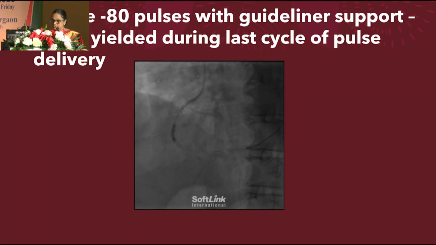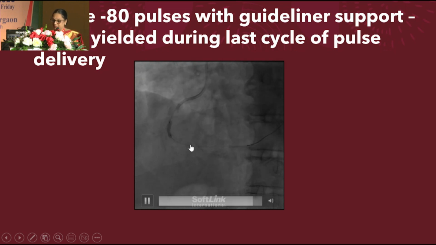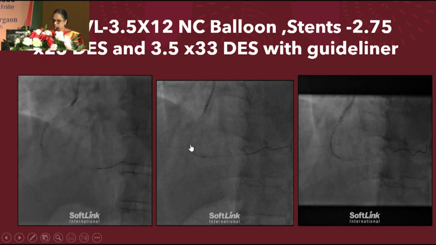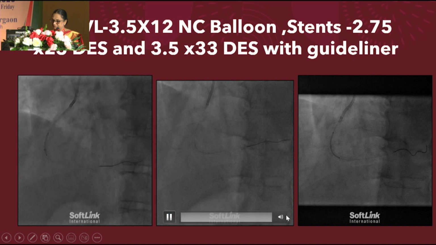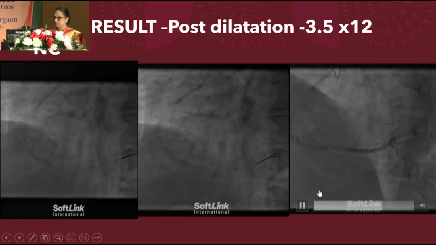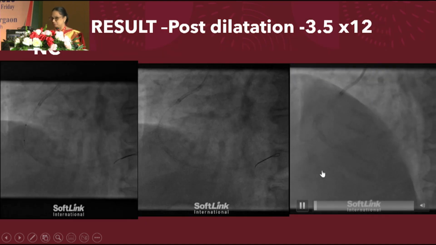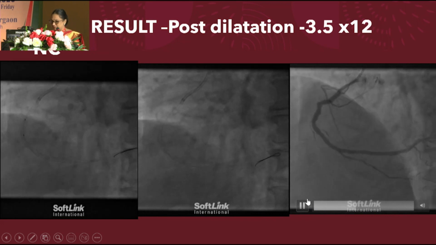So the next option was only IVL, and IVL took it up to 80 pulses, and with the final pulse you can see that the dog boning disappears. The patient could then be treated with two stents, a 2.75 by 23 DES distally and a 3.5 by 33 proximally, all with GuideLiner support. The patient stabilized with a mild support of NORAD, and his ST resolved.